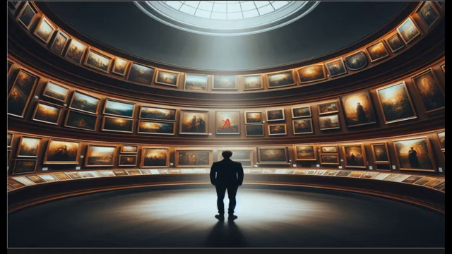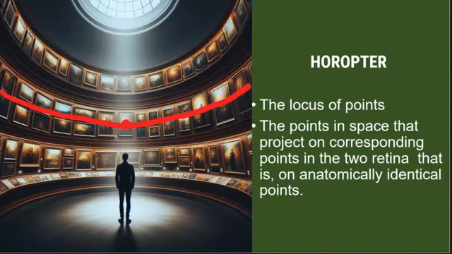So basically, our visual world is composed of multiple points, and hence we need something to deal with the whole visual space and not just with the fixation point. And this is where the concept of horopter comes in. So basically, over here, all these paintings are actually falling on the corresponding points on the retina. So if you now join the locus of all these points, you get this line, and this line is known as horopter.